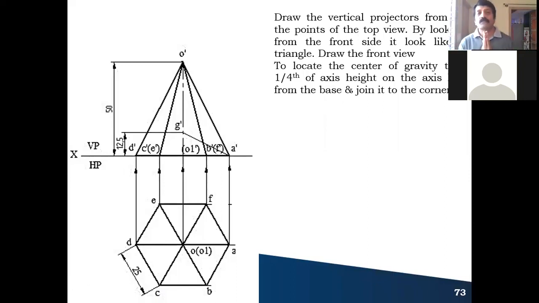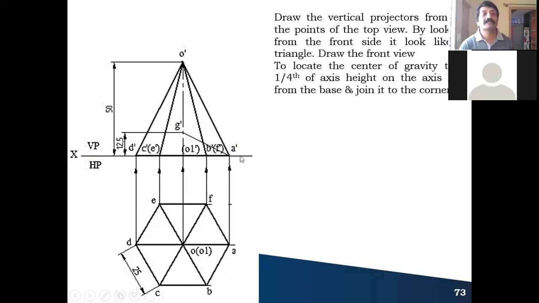Okay, and here also, before proceeding to the second position where we have to freely suspend the corner, we need to draw the constructional lines. That means we need to find out the center of gravity of this hexagonal pyramid. So it is true for all pyramids. For all pyramids, the center of gravity lies on the axis line only, and that too at 1/4 the distance of the axis from the base.